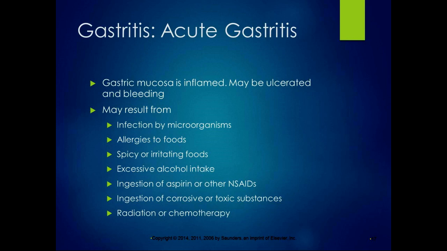Gastritis can be acute or chronic. Gastritis means inflammation of the stomach. The gastric mucosa is inflamed. It can be ulcerated and bleeding. It can result from a million different things: infection, allergies, spicy or irritating foods, excessive alcohol intake, ingestion of aspirin or other NSAIDs, ingestion of corrosive or toxic substances, usually by mistake, I'm guessing, and radiation or chemotherapy.